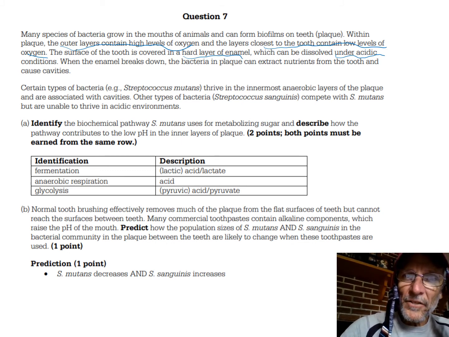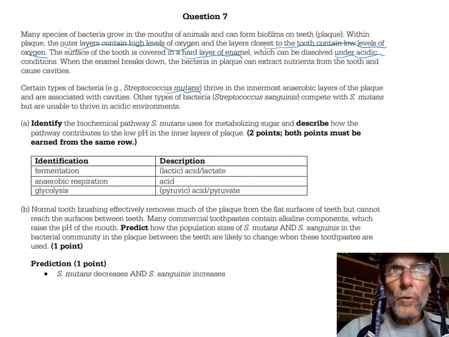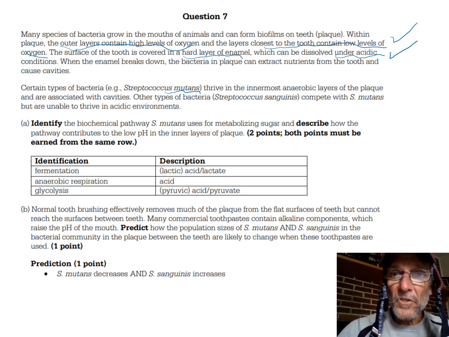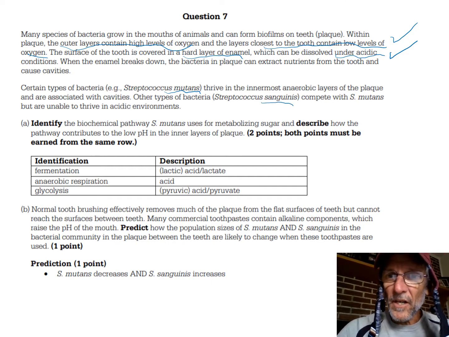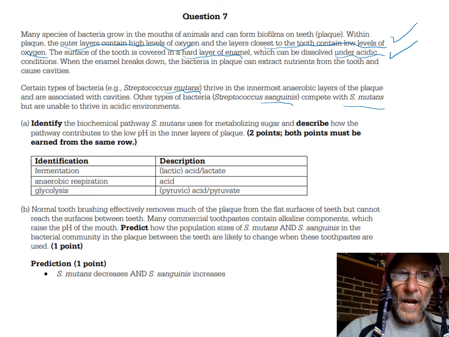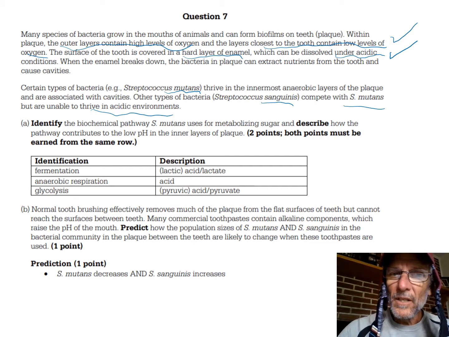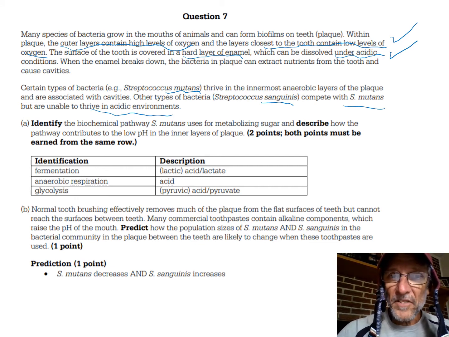And then they tell you that this kind of bacteria, the mutans kind, thrive in that innermost level that they told you is acidic and low in oxygen. And then another type of bacteria, the sanguineous kind, compete with these guys, but they don't do so well in acidic environments, implying that not many of them live in that lower level where the tooth decay is happening.